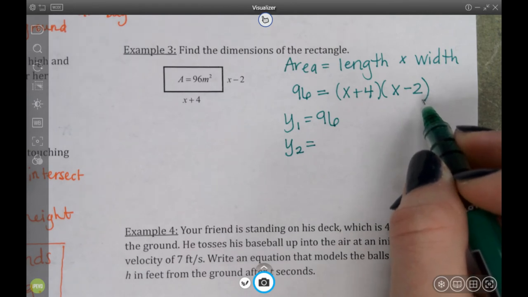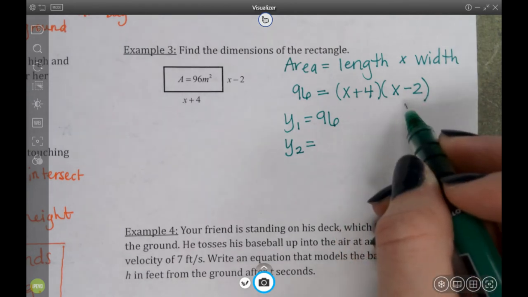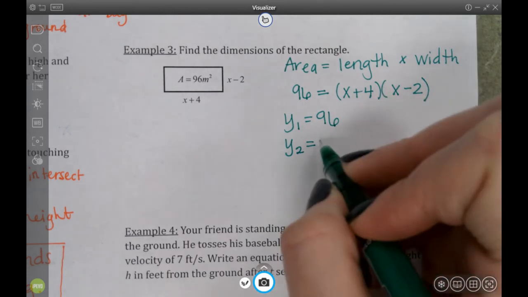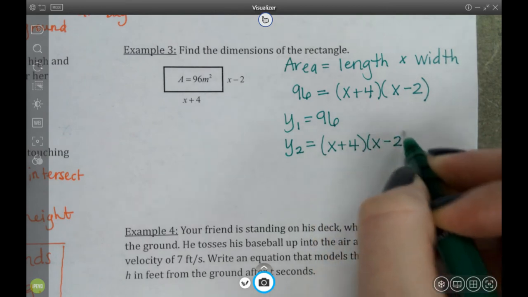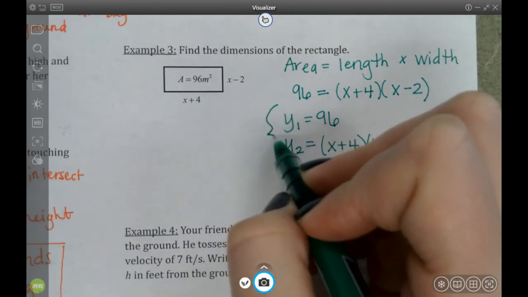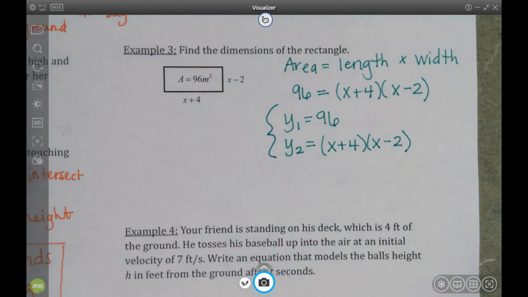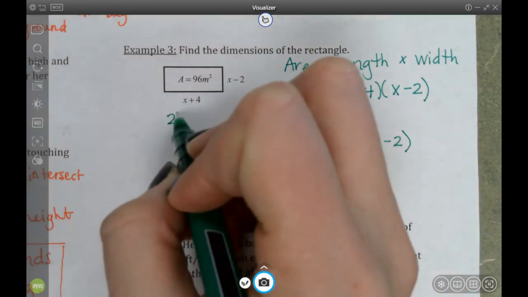You can leave it just like this. You do not have to multiply it out to type it into your calculator. Leave it in the parentheses and type it in exactly like it looks. So I have two equations. I'm going to do just like I did on the last question, where I find the intersect between those two.